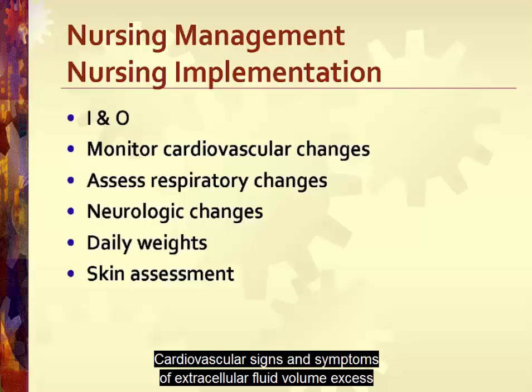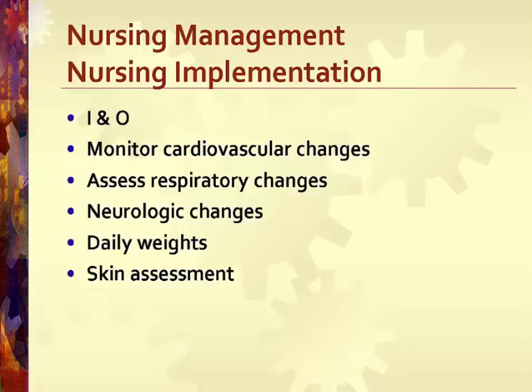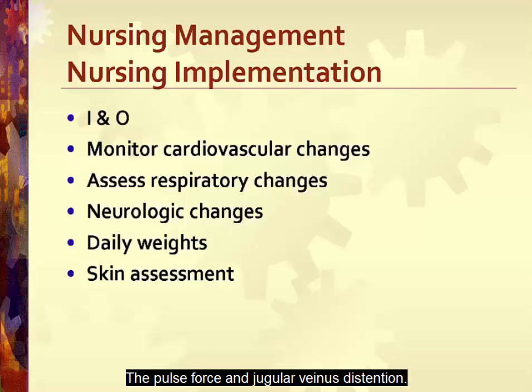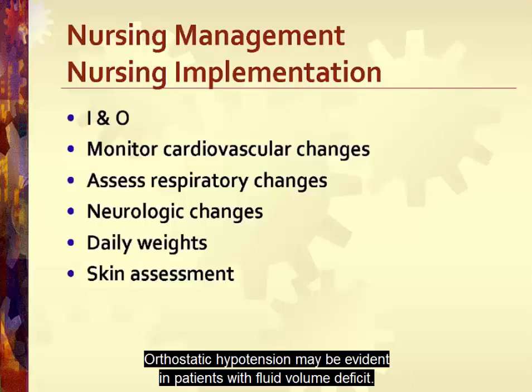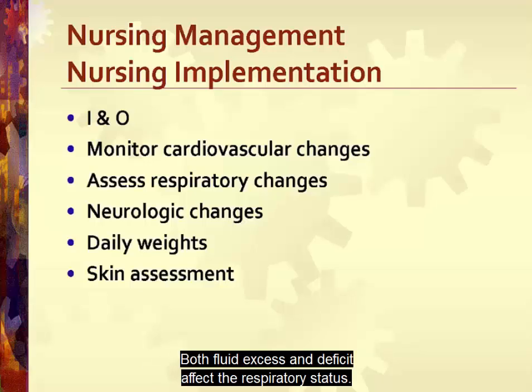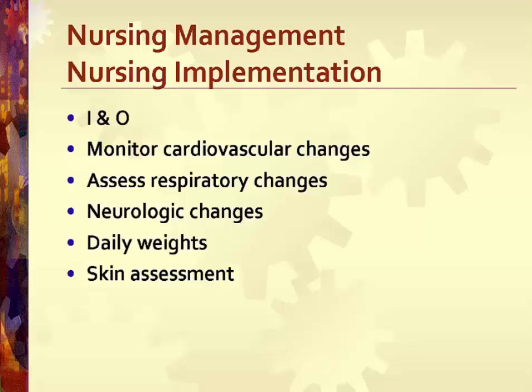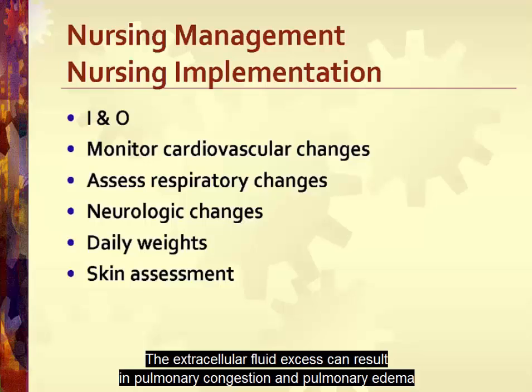Cardiovascular signs and symptoms of extracellular fluid volume excess and deficit are reflected in changes in the blood pressure, the pulse force, and jugular venous distension. Orthostatic hypotension may be evident in patients with fluid volume deficit. Both fluid excess and deficit affect the respiratory status. The extracellular fluid excess can result in pulmonary congestion and pulmonary edema as increased hydrostatic pressure in the pulmonary vessels forces fluid into the alveoli.